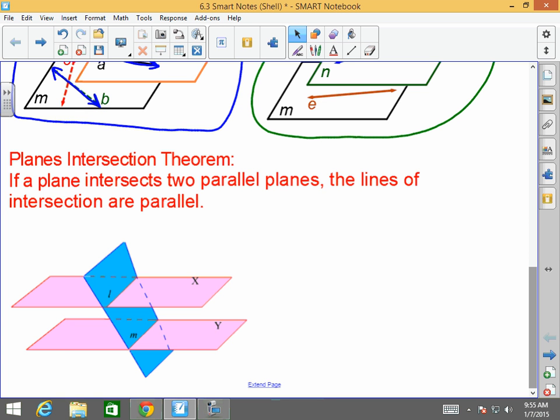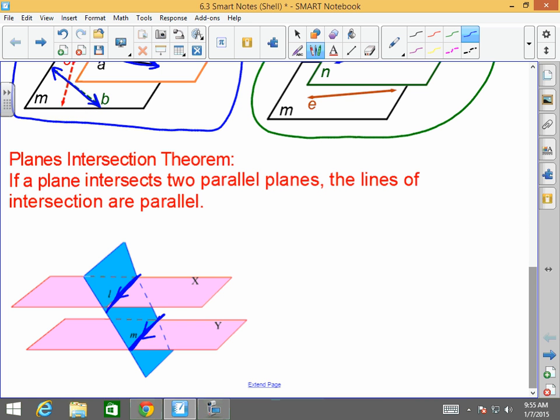So if you see plane X and Y, they're in a light shade of purple. Those two planes do not intersect, and those two planes are parallel. But then you have here this blue plane that intersects both plane X and Y. The lines of intersection are parallel.